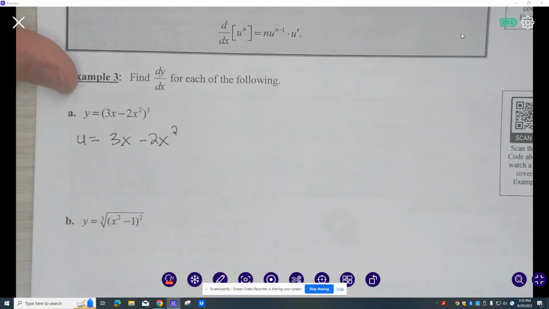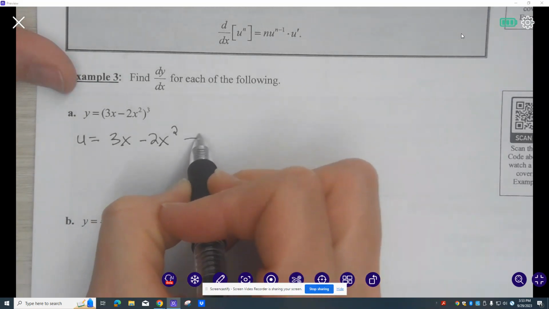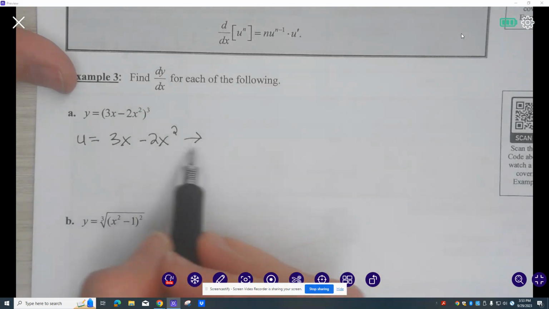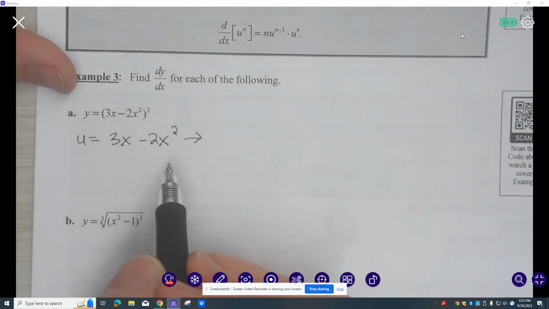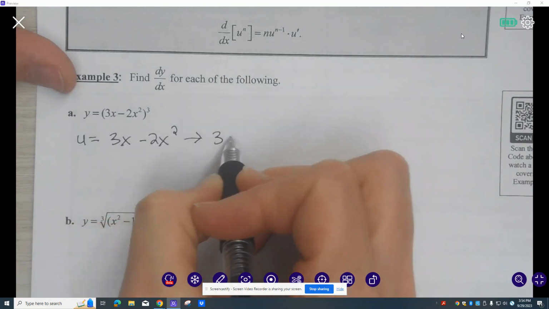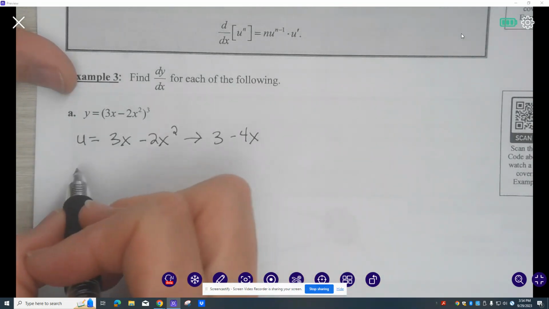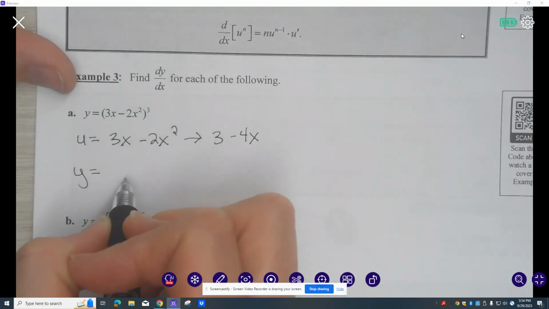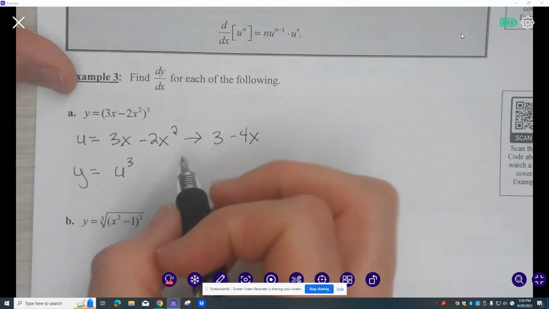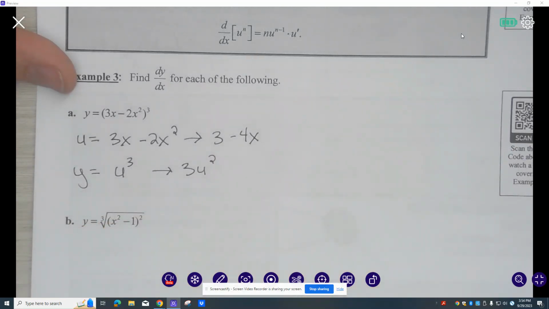Now, honestly, what I do when I'm doing these, I say, okay, now I'm going to take the derivative of that. I just do an arrow like this. This would not be okay for a free response, but this is sort of how I do it. So the derivative of this would just be 3 minus 4x. Okay, now the outside is y equals u to the third. I'm going to take the derivative of this, 3u squared.